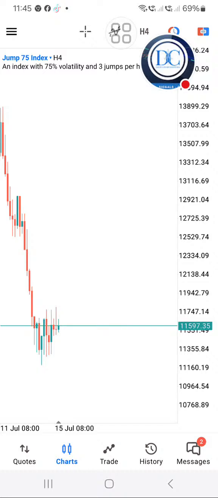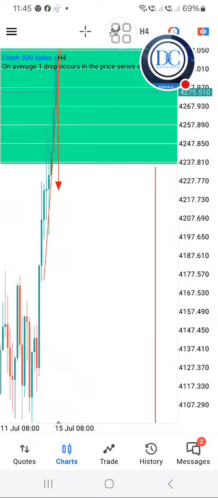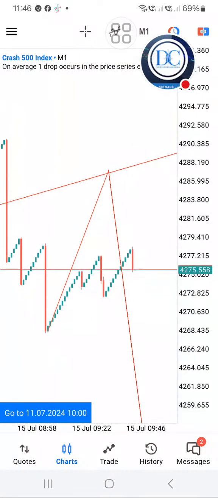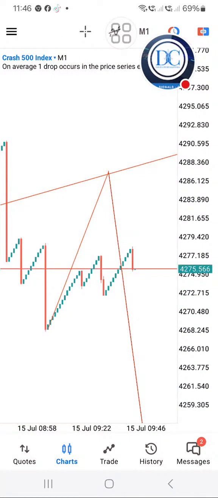Okay, let me just quickly check what is taking place in Crash 500. Did it drop further down or what happened? Okay, price is pushing up. I don't want to bring back the lines. Let me just check on my system. What is taking place here? I want to check on the 5 minute.